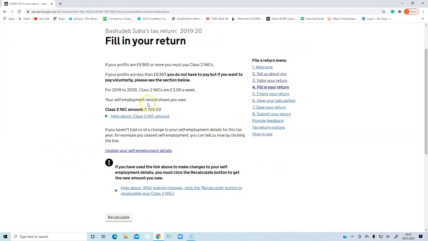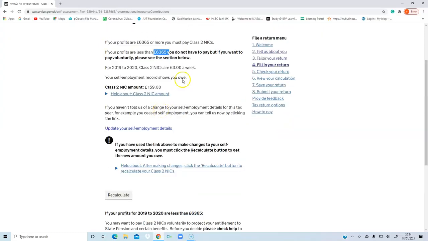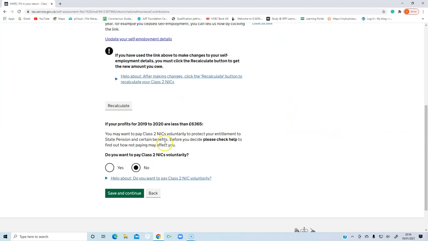In the next section, we have the class 2 national insurance, which is fixed at £3 per week. So if someone's profit is less than 6,365, you don't have to pay, but if it is more, you have to pay £3 per week. Or you can make a voluntary contribution. If your income is less than the threshold but you still want to make a contribution as a volunteer, you can always do that. For me, it is not, so I'll come down.